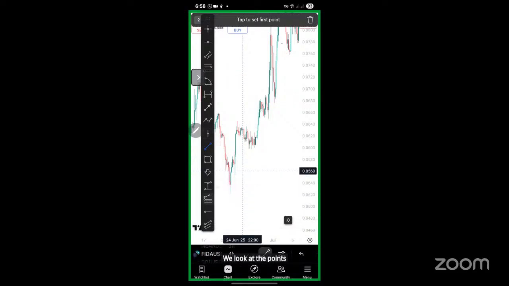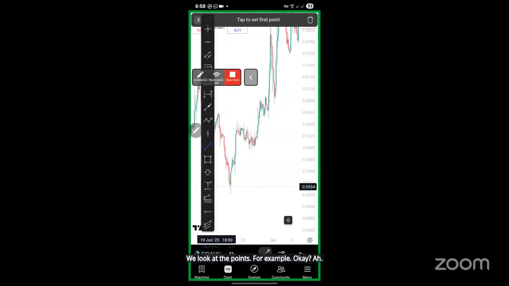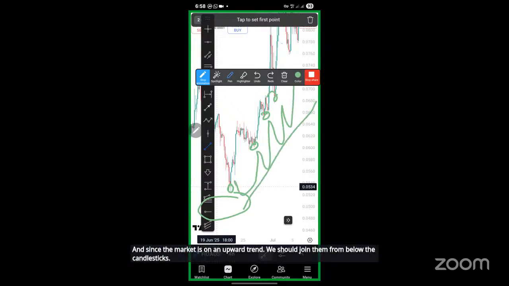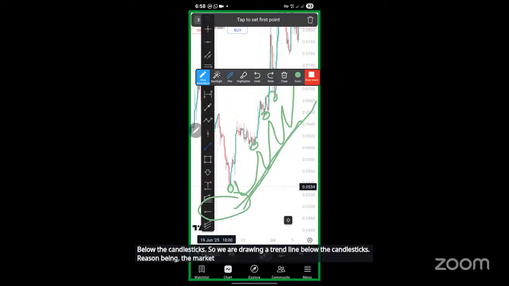We said we are tapping on the points, and we join them. And since the market is on an upward trend, we shall join them from below the candlesticks. So we are drawing a trend line below the candlesticks. Reason being, the market is on an upward trend.